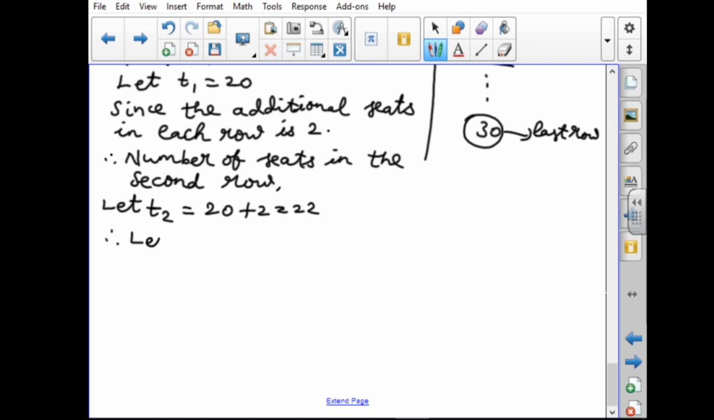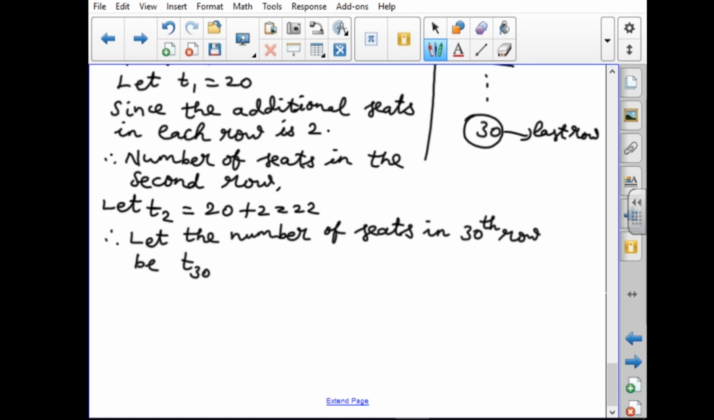Therefore, let the number of seats in the 30th row be T30. The last row is the 30th row, so we have to find the 30th row. So we have to assume the 30th row is T30.